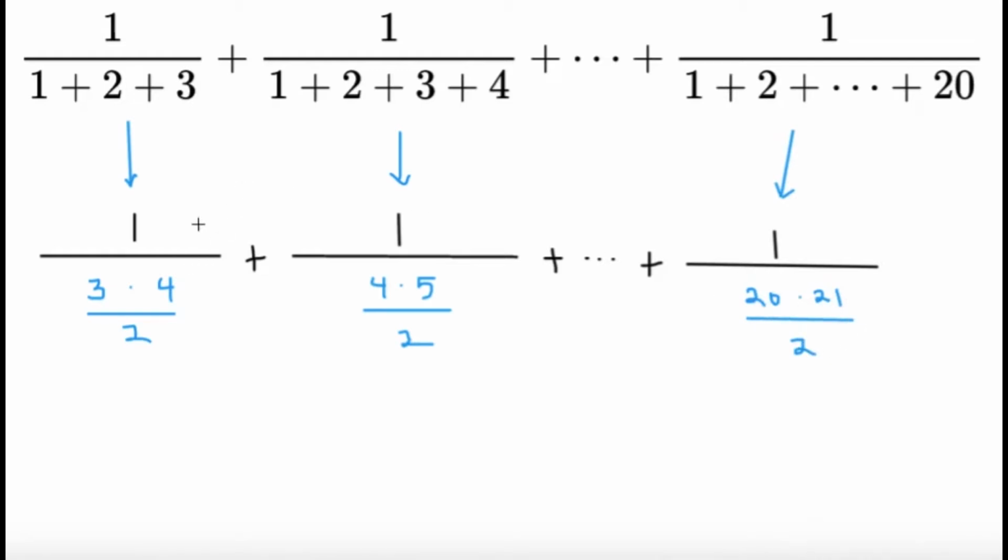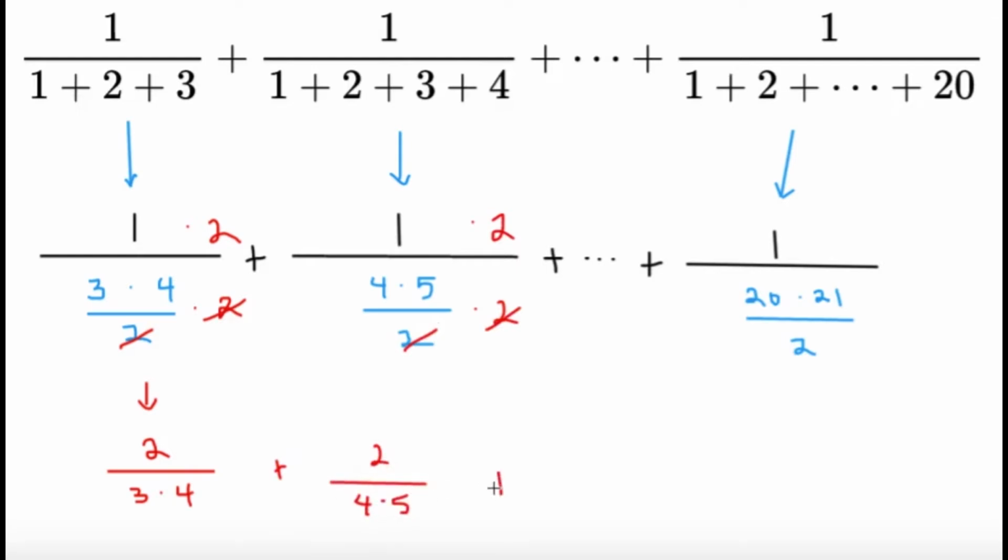Now take note that we can multiply by 2 in the numerator and the denominator here to cancel the 2's in the denominator to avoid a complex fraction. So the first term becomes 2 divided by 3 times 4. You can see that I can do the same thing to all of the rest of the terms. So the second one becomes 2 over 4 times 5, and this pattern will just go on until the end. So essentially we have a new summation: 2 over 3 times 4 plus 2 over 4 times 5 plus so on and so forth until 2 over 20 times 21.